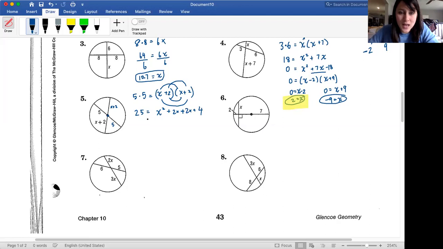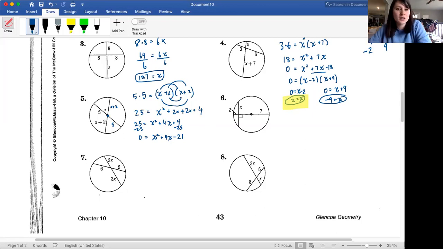They're just sums. And so now I have 25 equals x squared plus 2x, or sorry, 2x plus 2x is 4x, plus 4. Now I need to subtract 25 on both sides so that I get 0 over here and I just have my equation right here. And so I have negative 21.